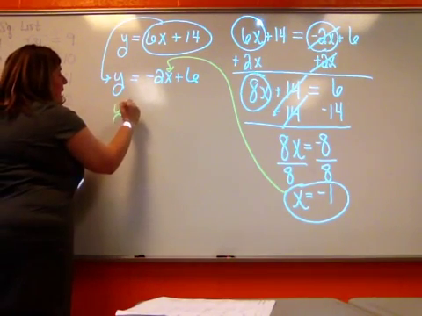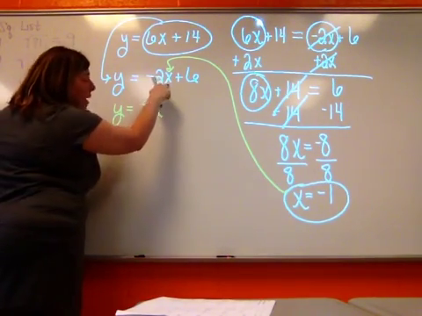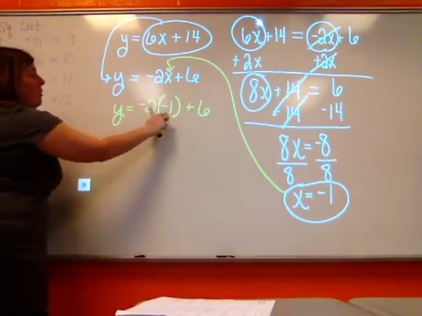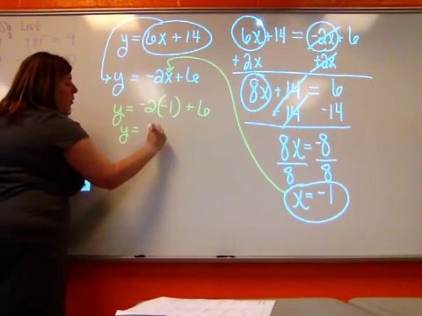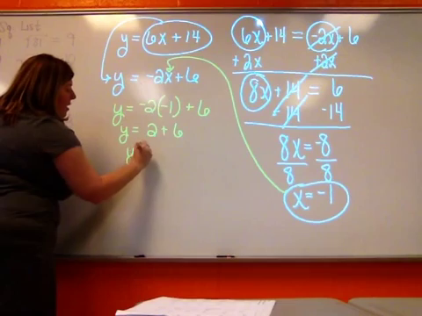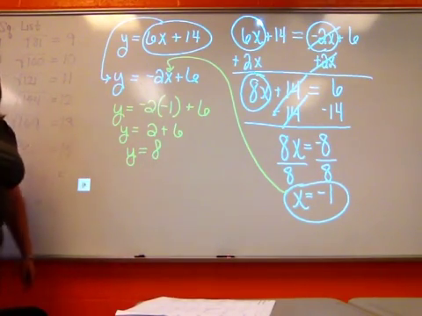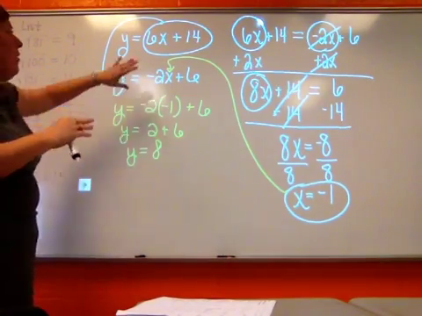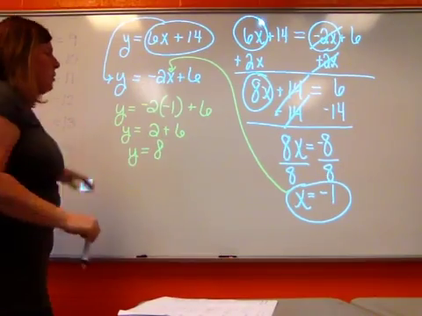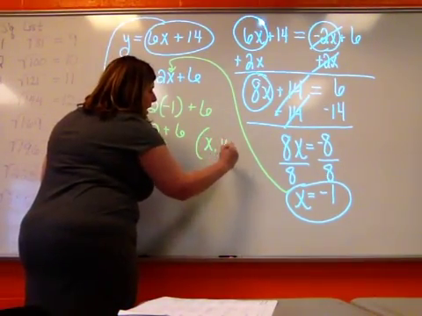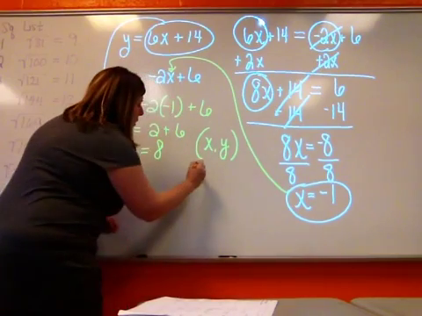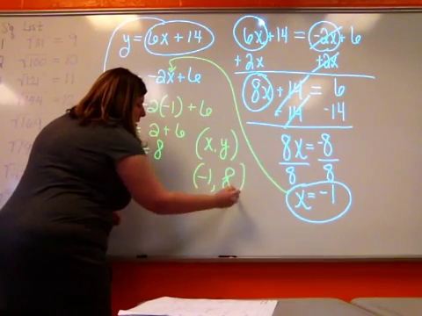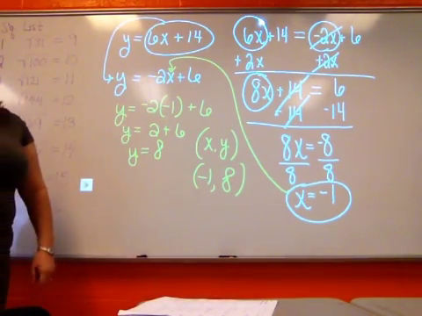So now y is going to be equal to a negative 2 times my x, which is negative 1, plus 6. Negative 2 times negative 1 is 2, so y is equal to 2 plus 6, and 2 plus 6 is 8. Now, remember that these are looking for the point where these two lines, should I have graphed them, would cross. So that means I need an ordered pair of x comma y. My x is negative 1, comma, y is 8. So my ordered pair would be negative 1, 8.